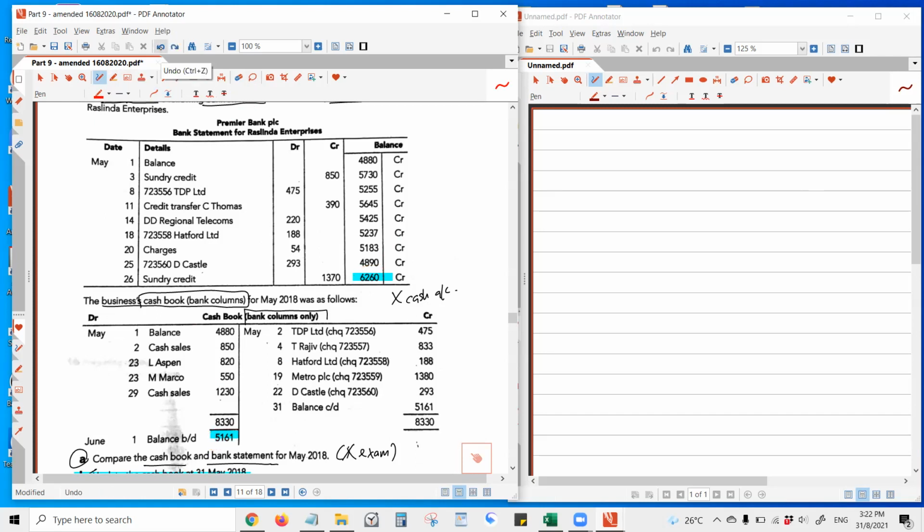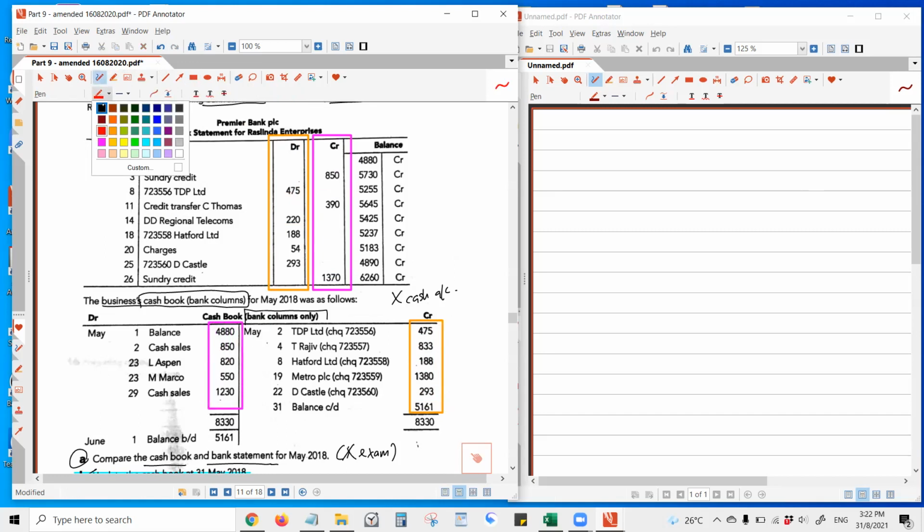What we are going to do now is compare the debit and credit columns. When you are looking at the bank statement debit column, you should compare it against the cash book bank account credit column, because they are always the other way around. That's the first fact you looked at just now, right? When you are looking at the credit side of the bank statement, you compare it against the debit side of the cash book.